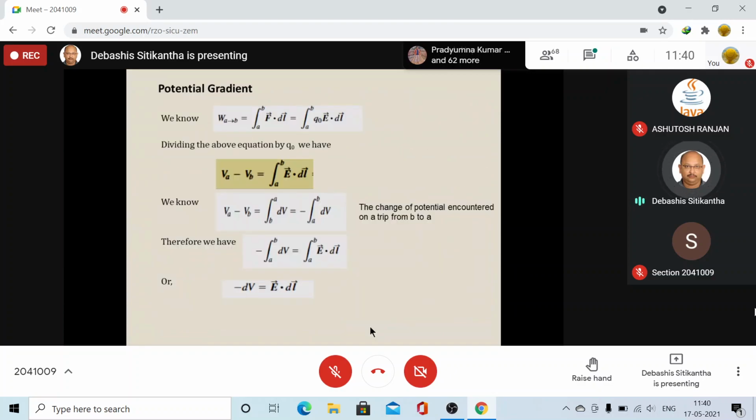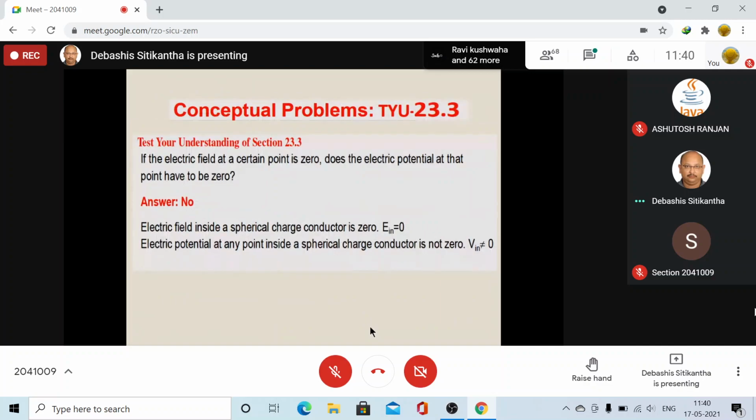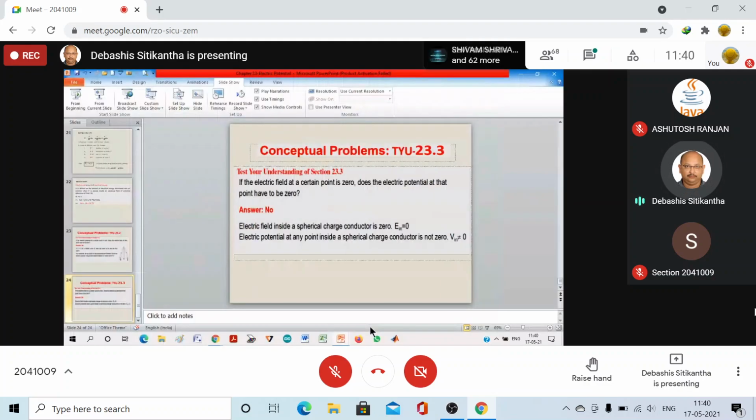Last, we studied the potential gradient, and over here we derived a very, very important equation, that is, your electric field is the negative of the potential gradient. So with this, we come to the end of this chapter.